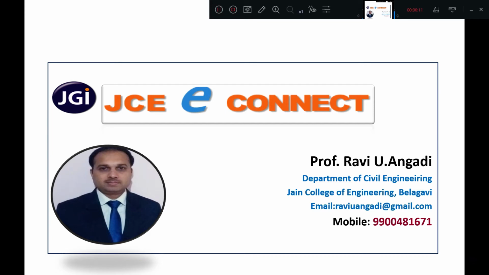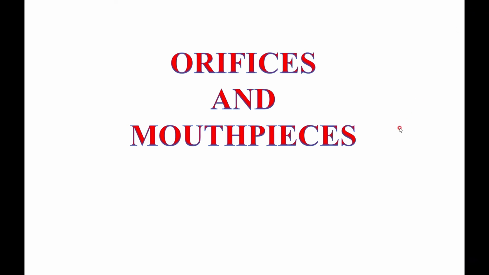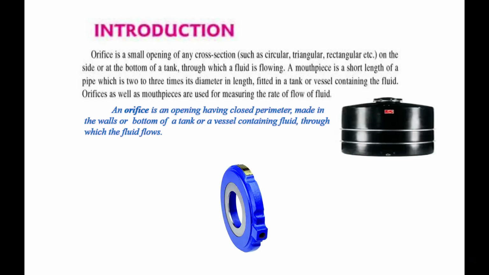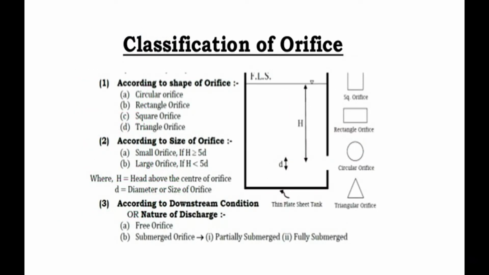So we have started the chapter Orifice and mouthpieces. In previous classes, we have discussed the definition of orifice, then vena contracta, then the classification of orifice. There are different classifications based on the shape, based on the size, and based on the downstream condition or the nature of discharge. We have discussed how orifices can be classified in the earlier class.